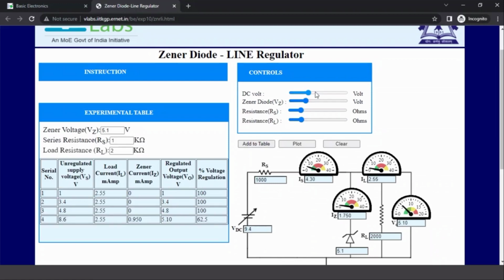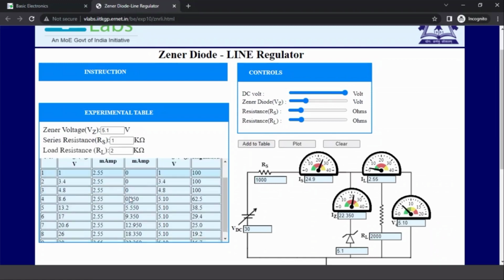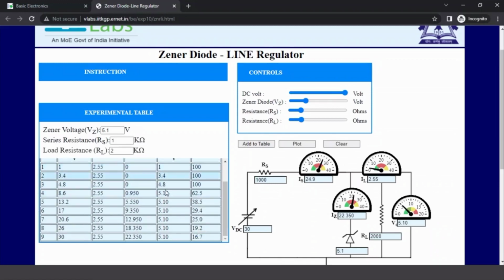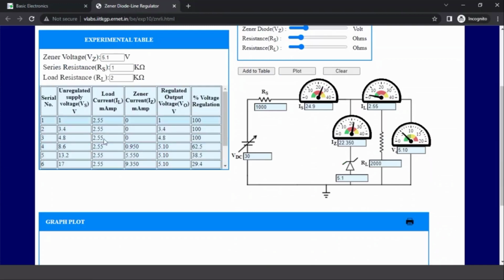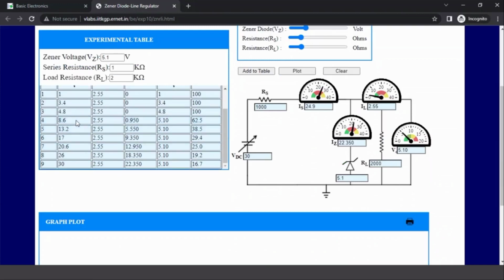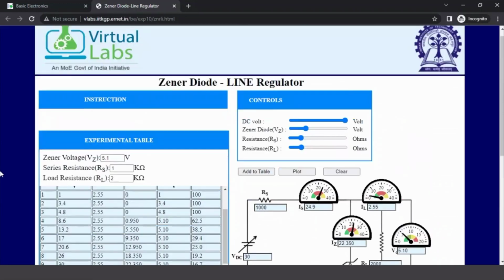So I'm taking bigger ranges. You can take finer or smaller points in between so that you will get a better curve. You can see here, after this value, the output voltage is getting fixed to 5.1 volt. This happens in a specific range of input voltage, below which the regulation is not taking place. So that range tells us that the device is working in a regulated mode in this condition.